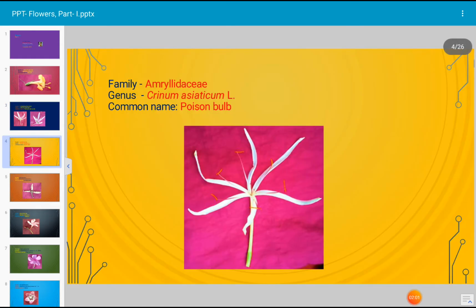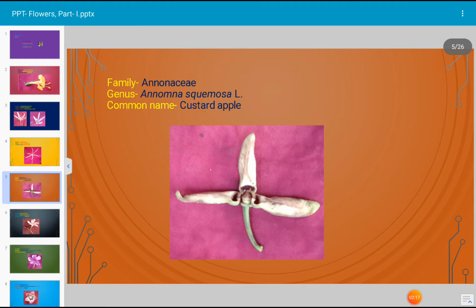Next. This is the flower of Crinum asiaticum. Its common name is poison bulb, and the family is Amaryllidaceae. Next. This is the flower of Annona squamosa. The common name of this plant is custard apple or sitafal. In Hindi it is called sitafal, even in Marathi it is called sitafal, and it is a member of family Annonaceae.